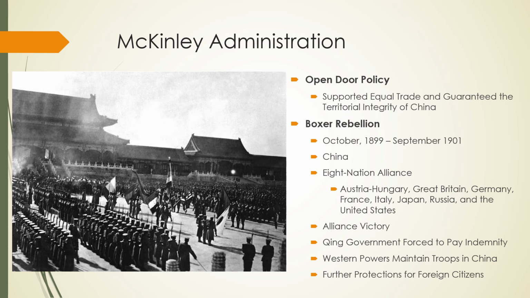The Boxers are punished. A lot of them are executed. But the Qing government is also punished, because when this war happened, the Qing government, the Chinese government, did not step in to subdue the rebels. They were hoping to benefit from this rebellion, that maybe the rebels could beat the Western powers and then the Qing would reassume total control of China. So the Qing government is punished by being forced to pay damages to the eight nations. Western powers are allowed to maintain troops in China, and there are further protections for foreign citizens like missionaries.